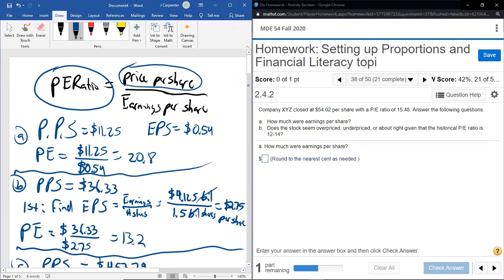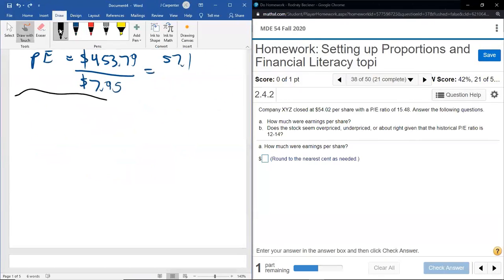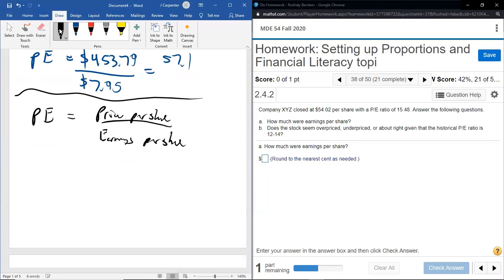So we're just going to take this equation, which I will rewrite. PE ratio equals price per share over earnings per share. I wrote it a little ugly because you've already seen the formula. You should have written it down by now at least 4 times, 3 times, 2 times, whatever. So what do we have? We have the PE ratio of 15.48. That again is the left number. So that's where the 15.48 goes.